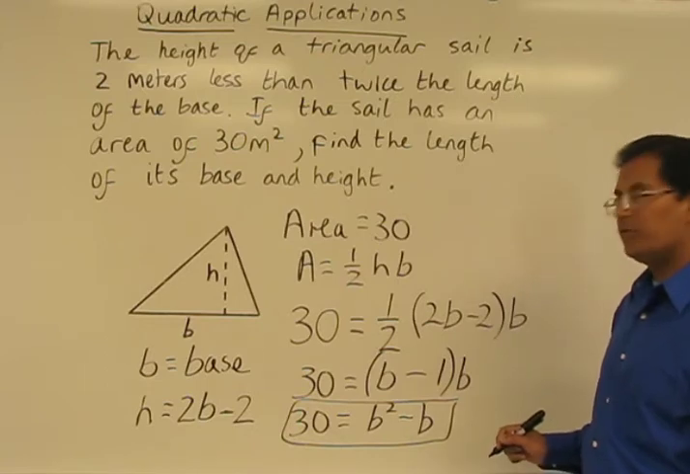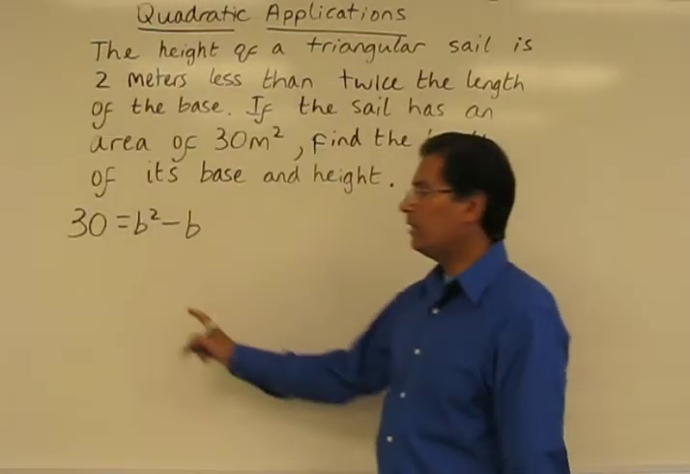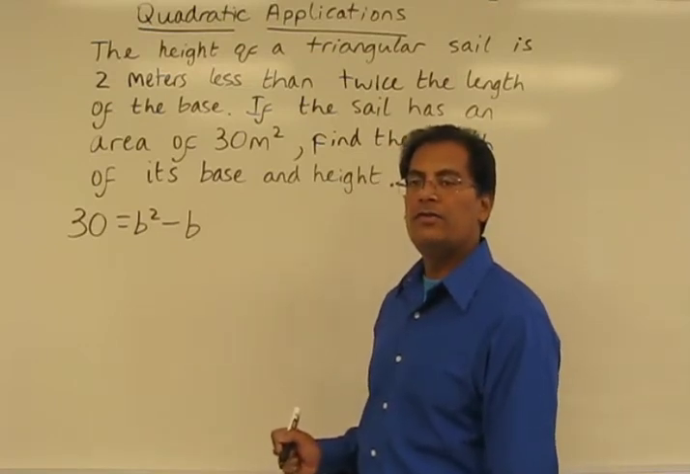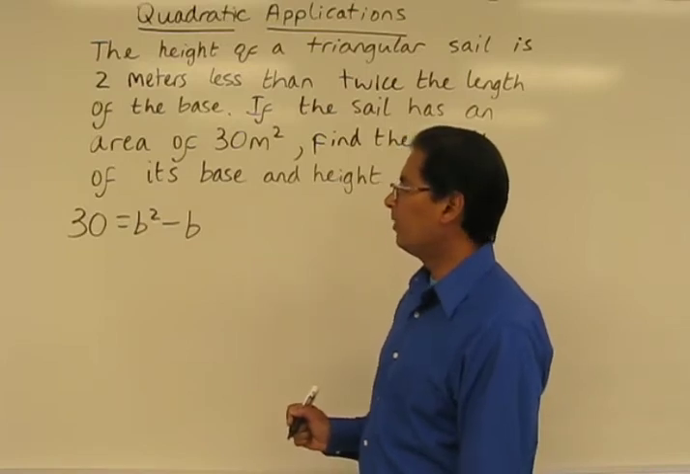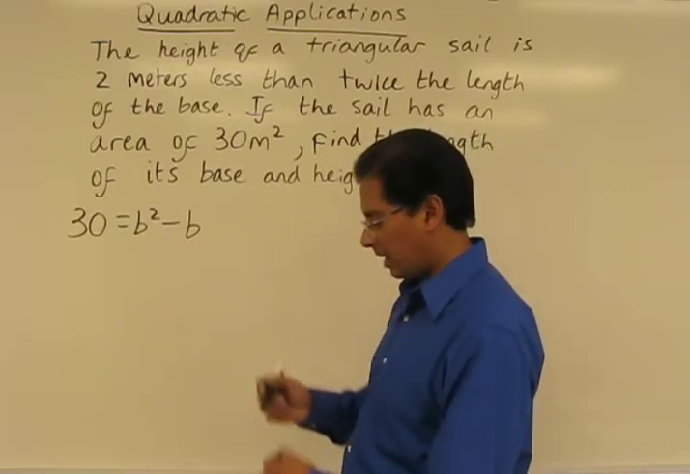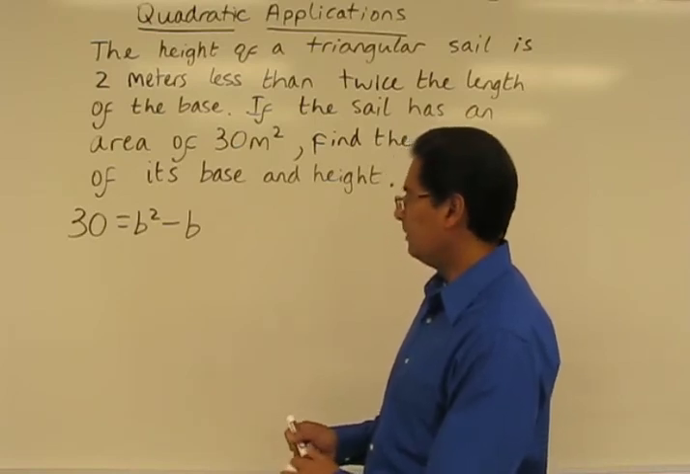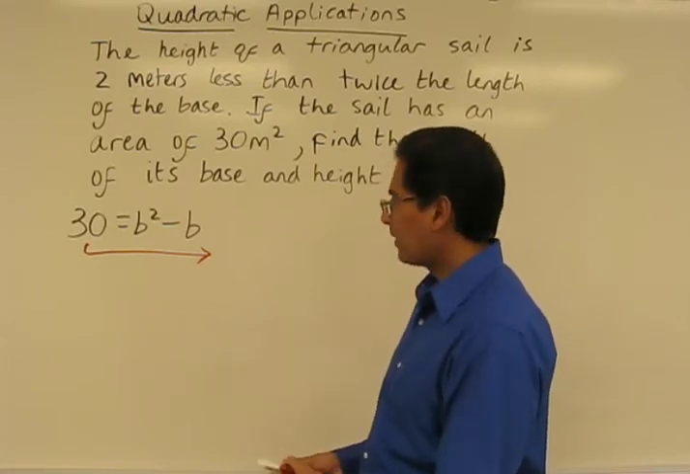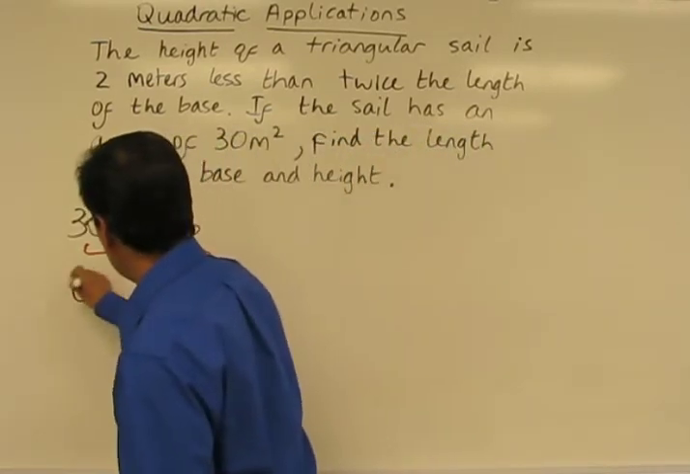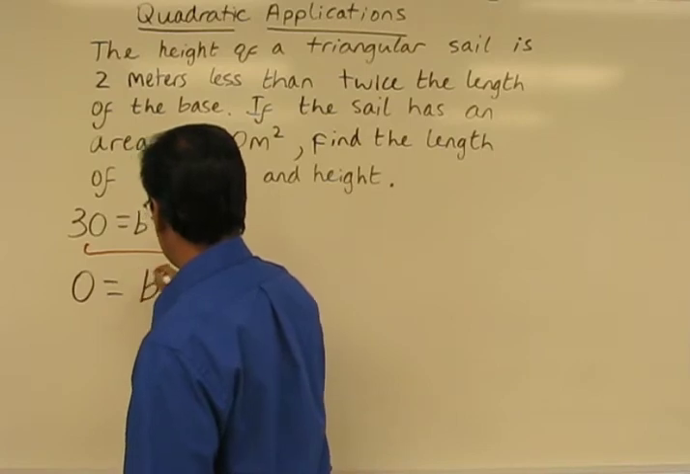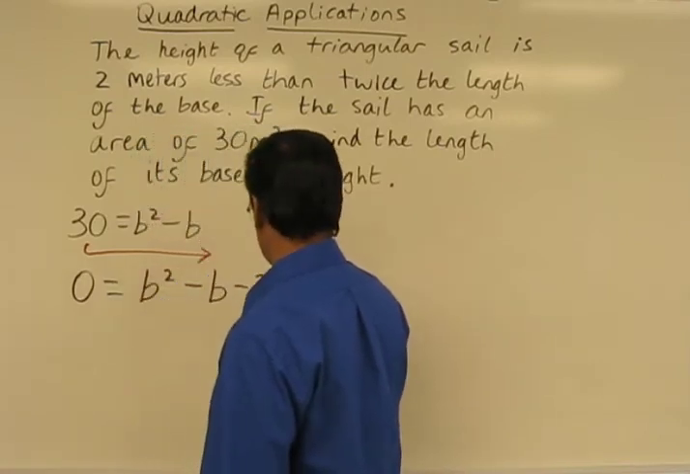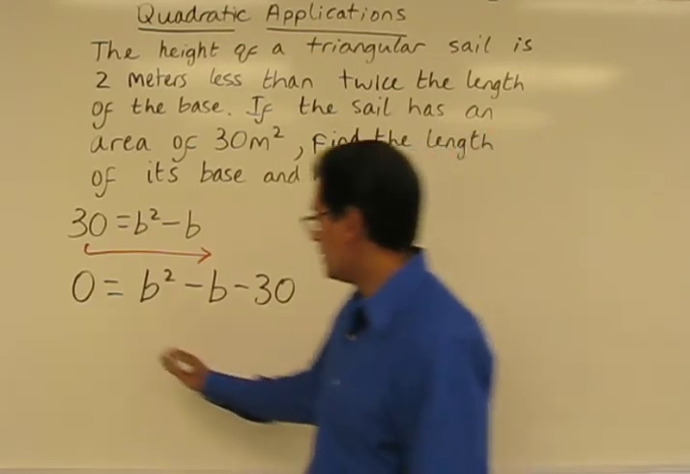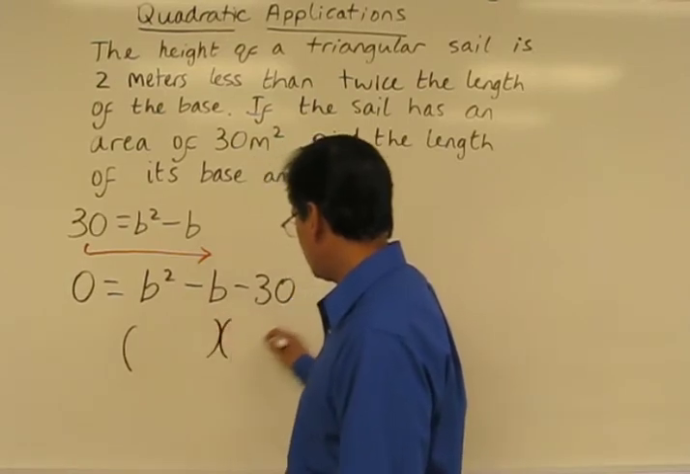So let's create a little bit more space on the board. So we have our equation, 30 equals b squared minus b. We need to make this into a standard quadratic equation. And generally, to solve quadratic equations, you move everything to one side. So in other words, this 30, I'm going to subtract it from both sides. And so if we do that, what we end up with is 0 equals b squared minus b minus 30. Now, let's see if we can solve this. We can solve this by factoring.